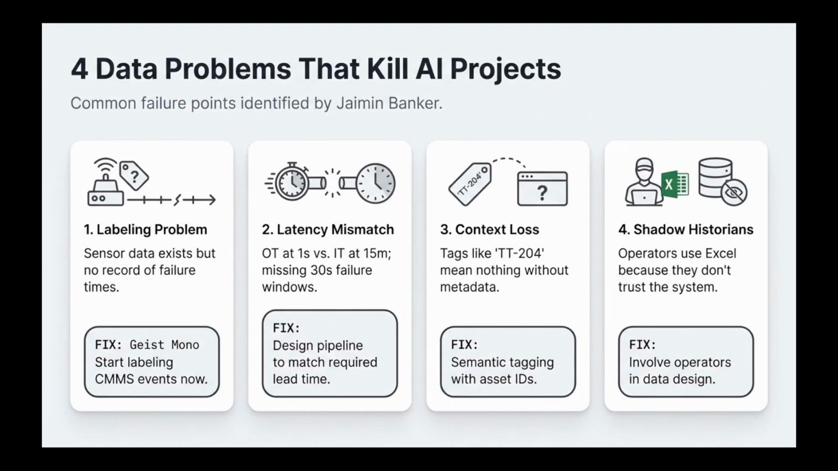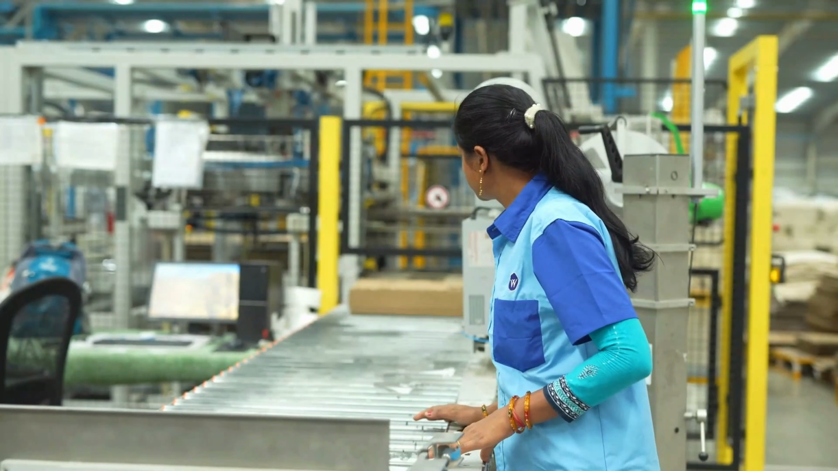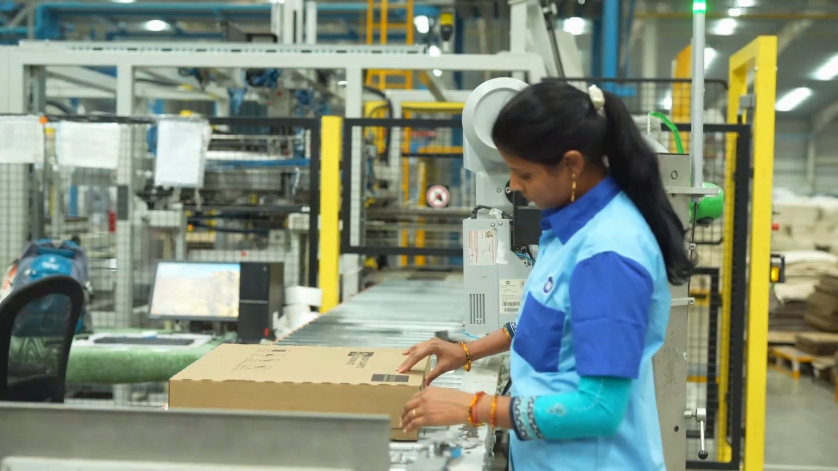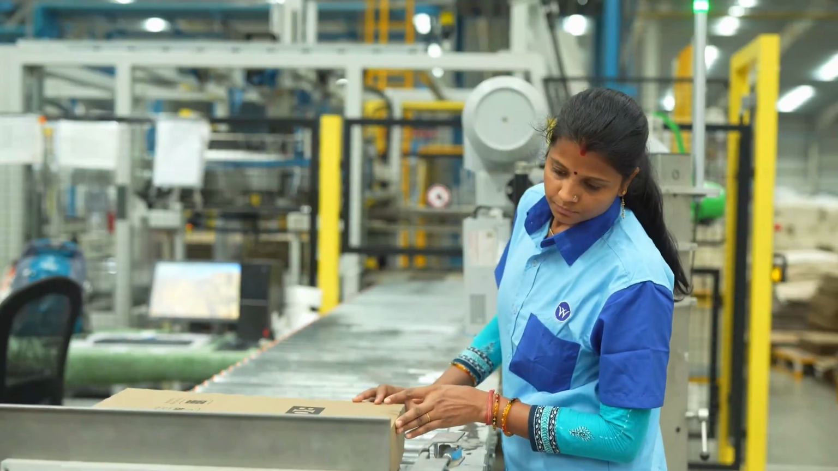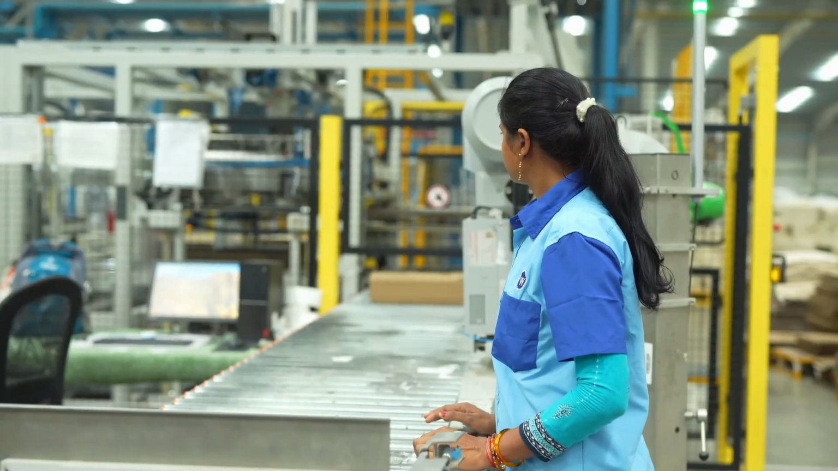You have the sensor data, you might have years of it, but you have no systematic record of when the failure actually occurred. No record of which data point preceded a bearing failure on line 3. No record of which reading correlated with a quality defect. Your machine learning model needs to learn the difference between normal operation and precursor to failure. But to do that, it needs labeled examples of both. If your failure events aren't documented in a way that can be connected to your sensor data, your model has no target to learn from.